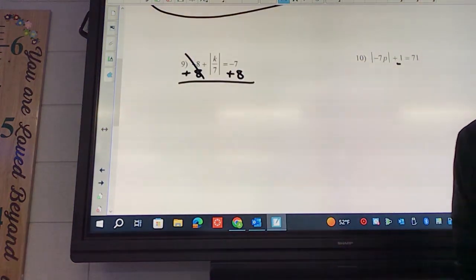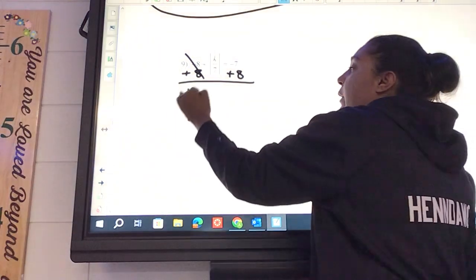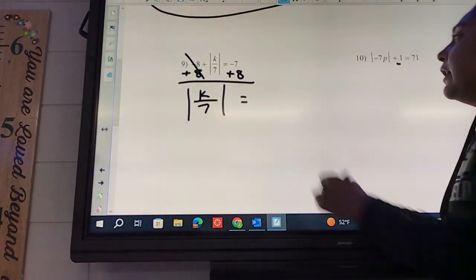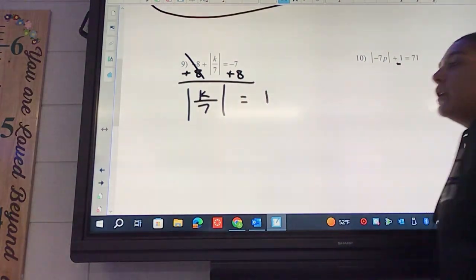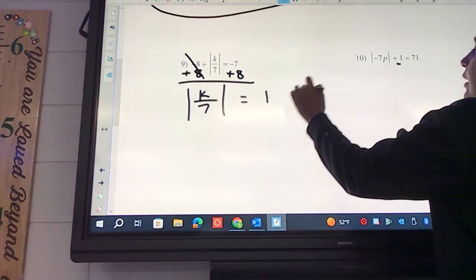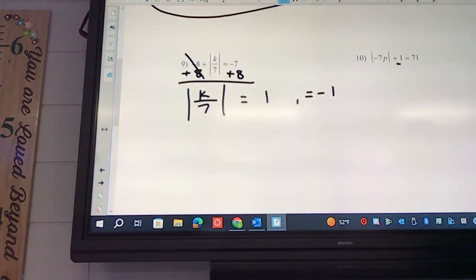Okay, and so that way those 8s cancel. Now we have the bars with the stuff in it, right? And -7 plus 8 is 1. Now the bars are by themselves, and so now is when you're allowed to flip it and make it a negative. So now we can say comma equals -1. Okay, and now this is just like what we did before. The bars have to be by themselves before you set it equal to the negative.